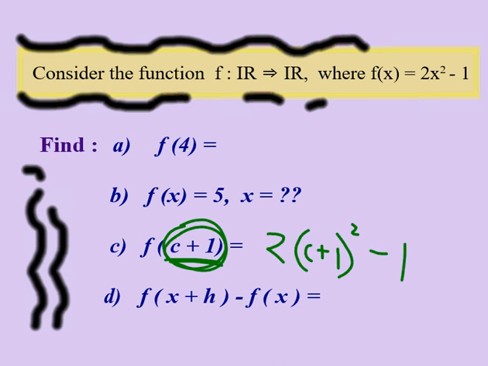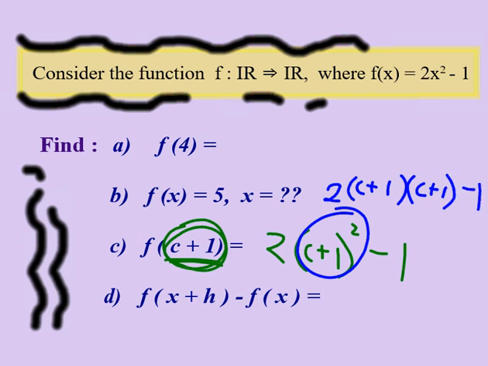All right, I hope you were smart enough to know it's not just c squared and 1 squared. Did you remember that? It's 2 times c plus 1 times c plus 1. And then you subtract 1. And so this becomes c squared plus 2c plus 1. And then I have to times all of that by 2.